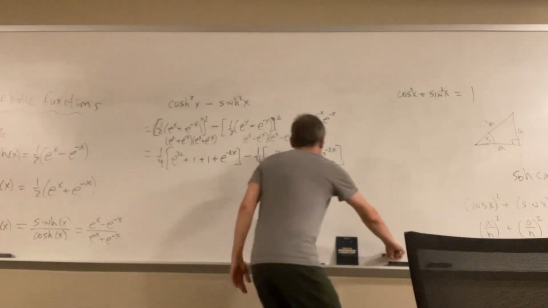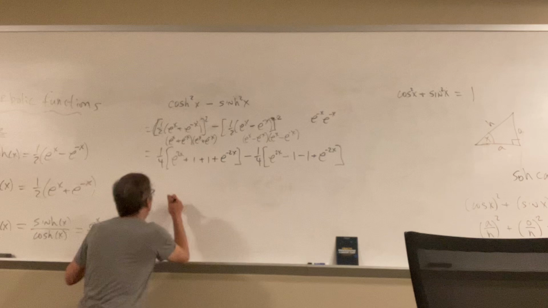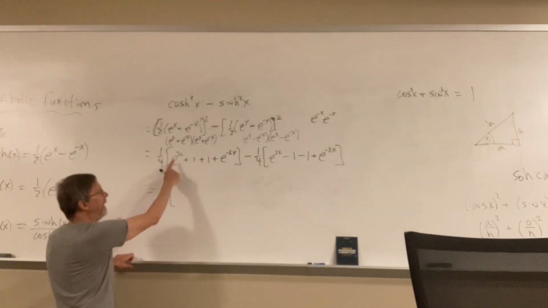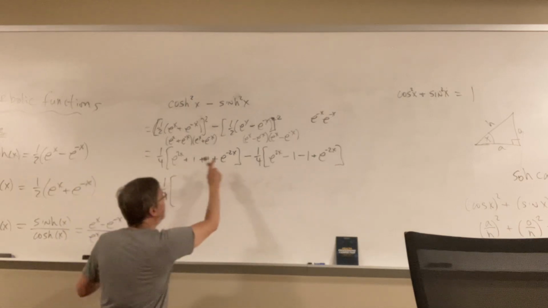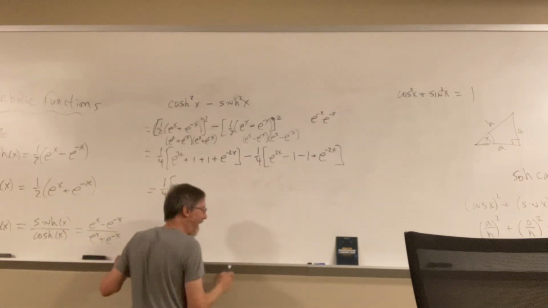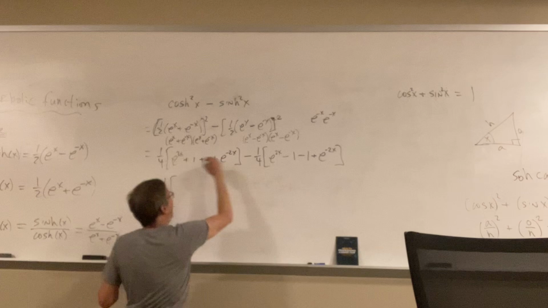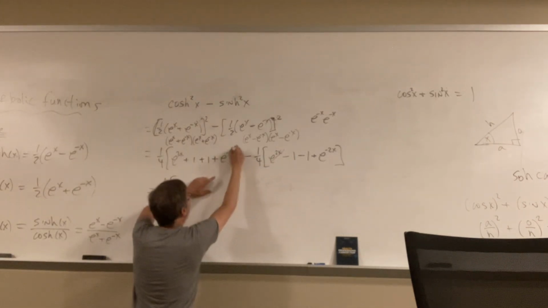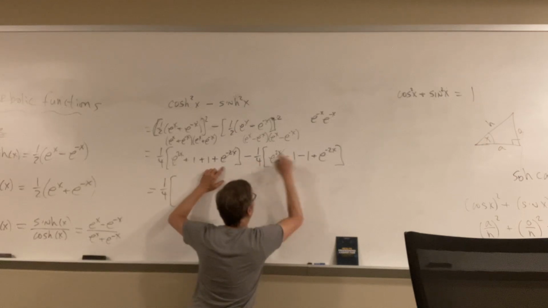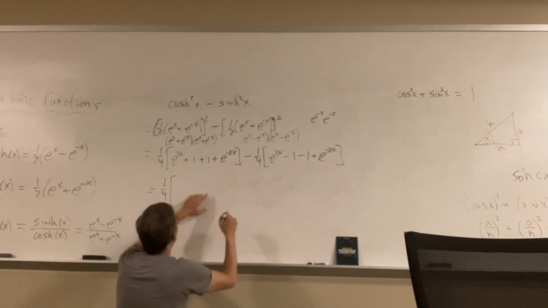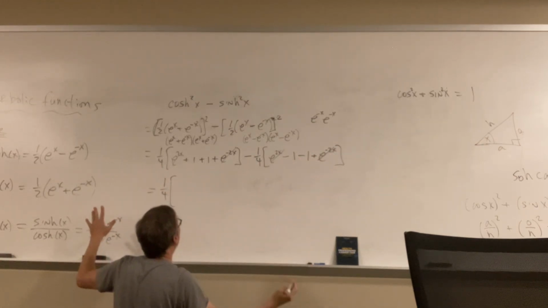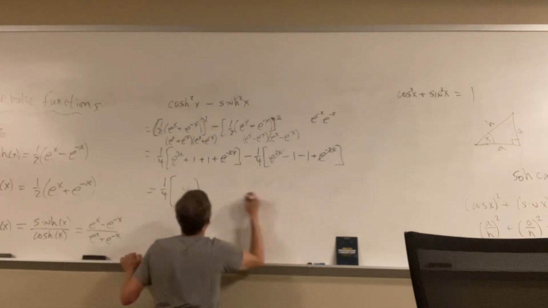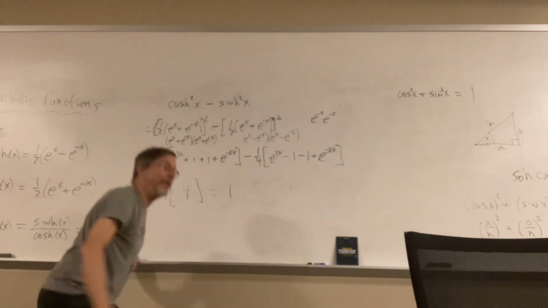Then let's simplify. So, big old 1/4 for all of it. I've got e to the 2x minus e to the 2x. Wow. This cancels. Then e to the negative 2x, those cancel as well, right? Because there's a minus there. What am I left with? 1 plus 1 plus 1 plus 1, over 4. Answer's 1.